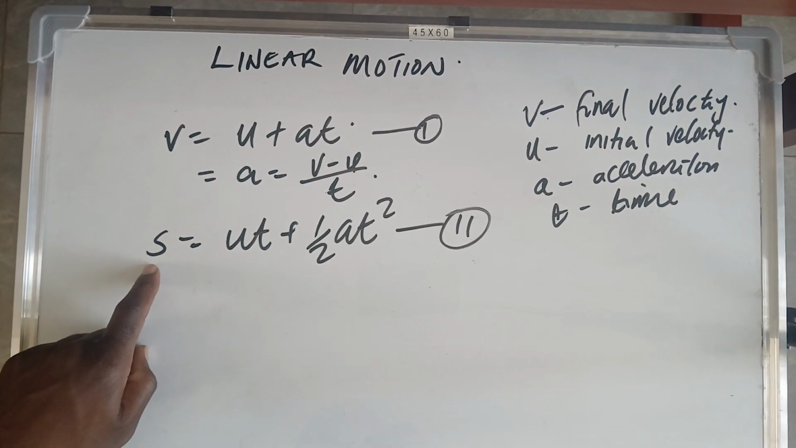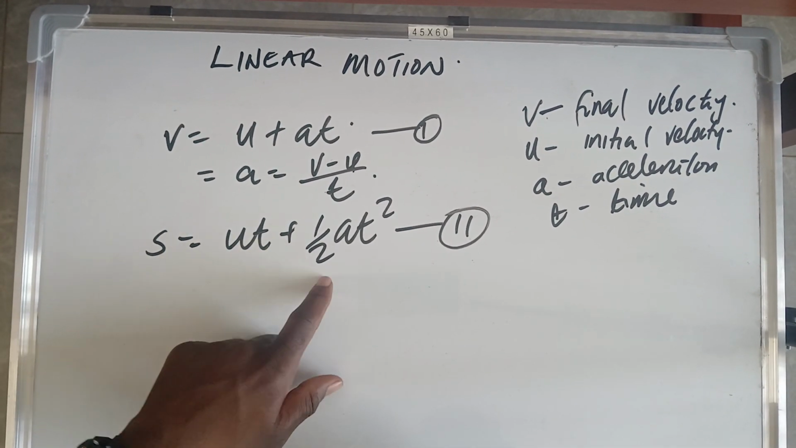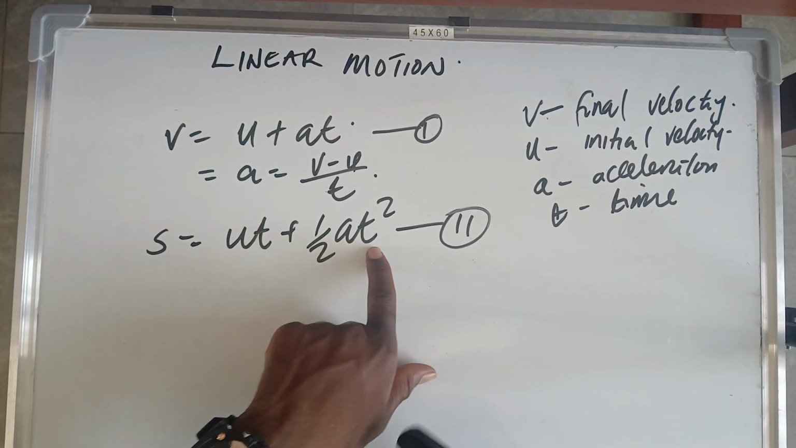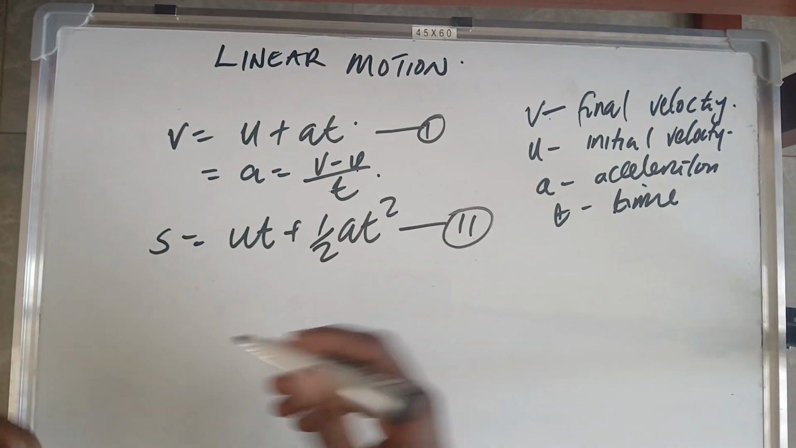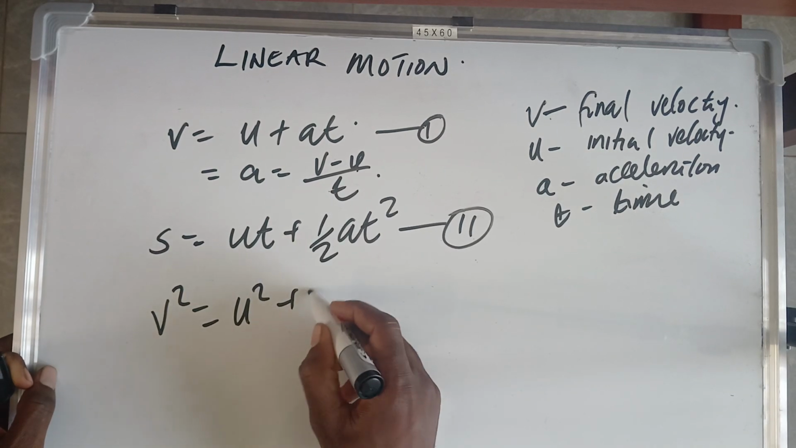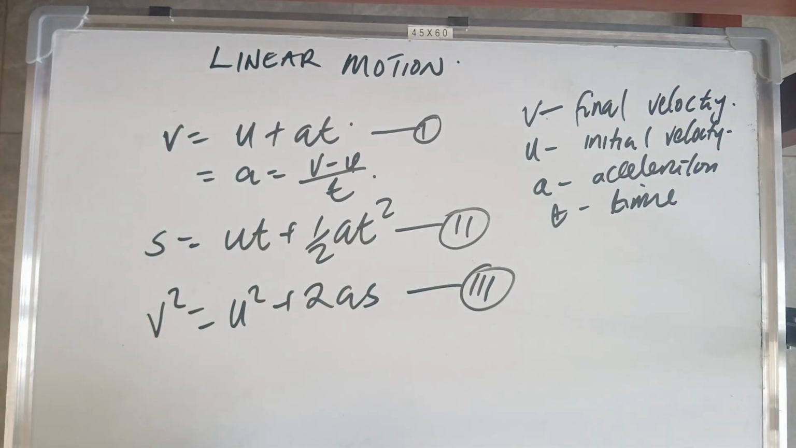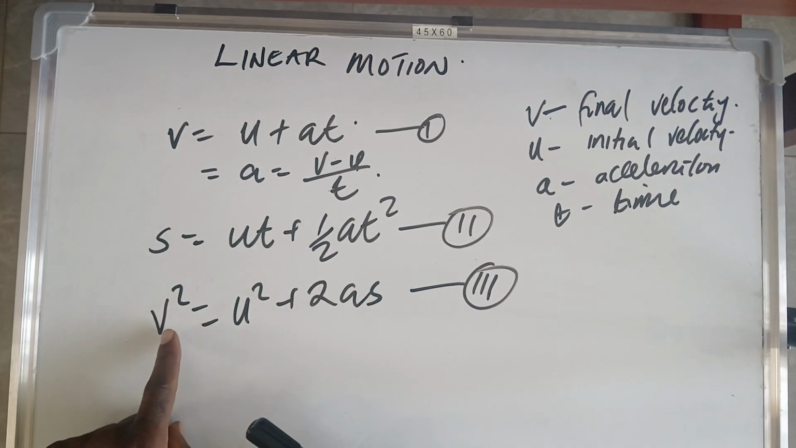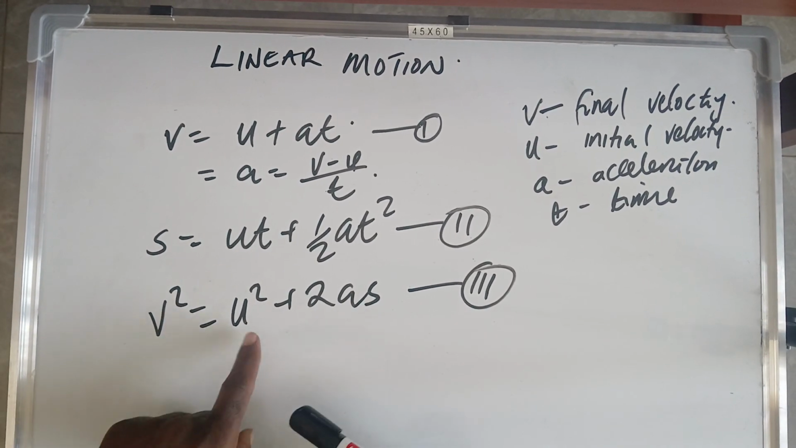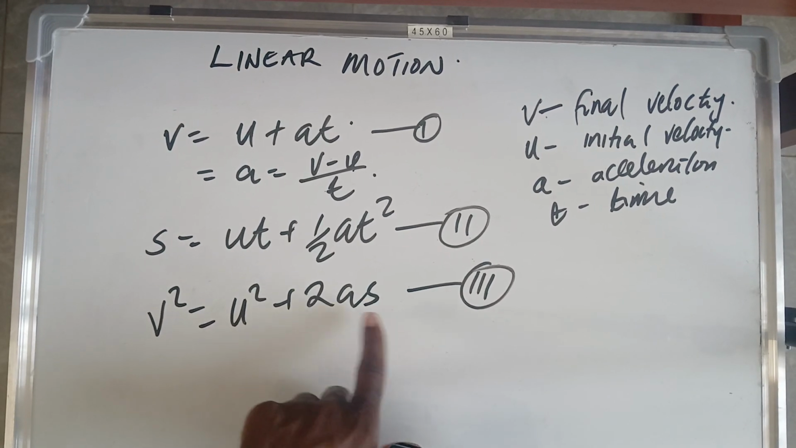Now, this is the distance that is covered. Initial velocity multiplied by time plus half acceleration multiplied by time squared. Very important equation. The last equation that we are going to look at is v squared = u squared + 2as, equation number 3. Okay, so you have got final velocity squared is equal to initial velocity squared plus 2 acceleration multiplied by distance.